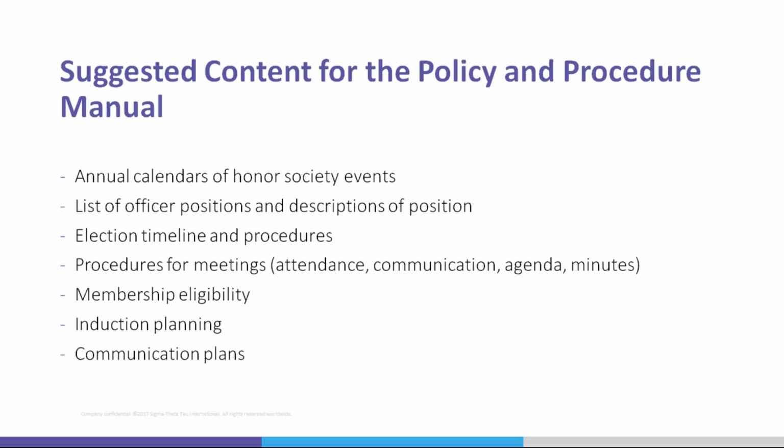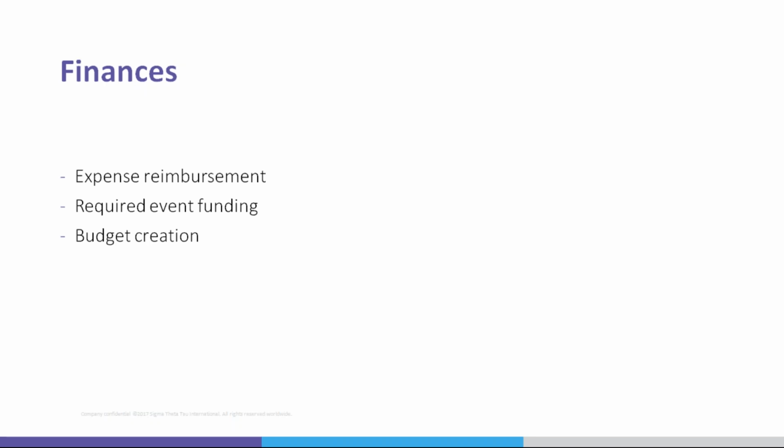You will also find that you'll have multiple policies and procedures in specific areas of operations, such as finances. You could find that you may need a policy or procedure for expense reimbursement, required event funding, such as sending delegates to the Sigma Biennial Convention once you become a chapter, creating a budget and keeping it up to date, the financial reports given to the board and the general membership, who will be signatories on the bank account, and how and when those will be changed, and how financial decisions are made about investments, and who will maintain those investments.